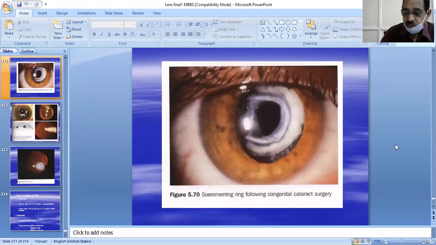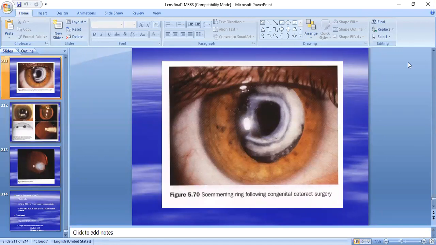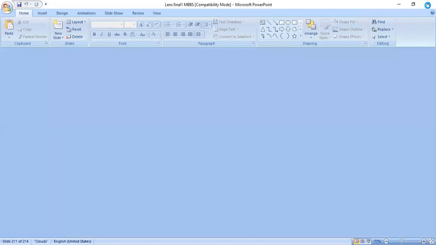Before going on to the displacements of the lenses, I forgot to mention the other complications of cataract surgery. So that is complications associated with lens. One minute, I think it went out somewhere.